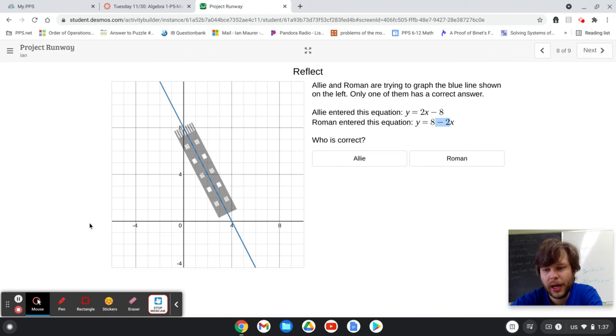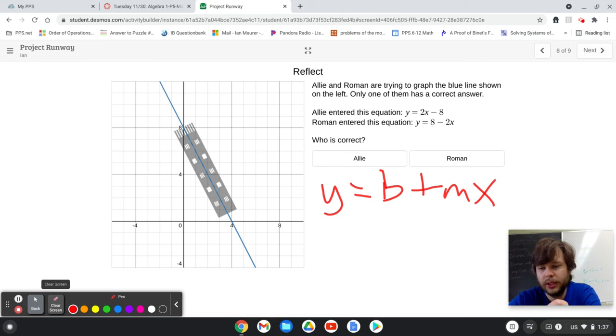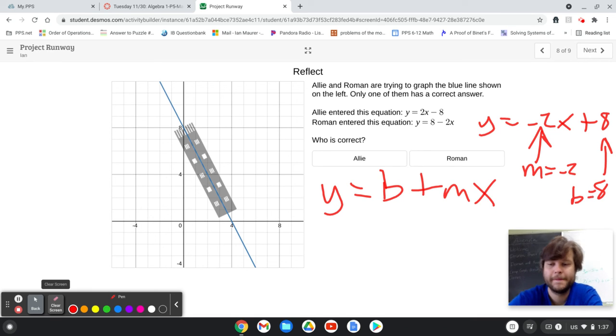Remember that although I always say y equals mx plus b, I could also say b plus mx. The important thing is that the slope is the number that touches x, and the y-intercept is the number that does not touch x. So even though Roman entered his equation sort of backwards, 8 minus 2x, he could have written y equals negative 2x plus 8, and we would have seen that it's going down 2 and over 1, and that it starts at positive 8 as your b-value.